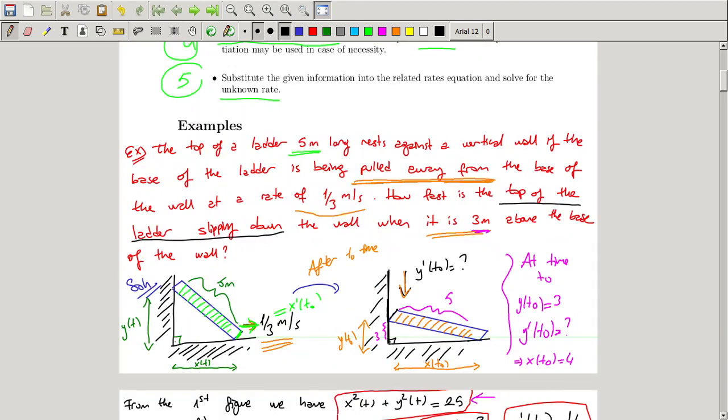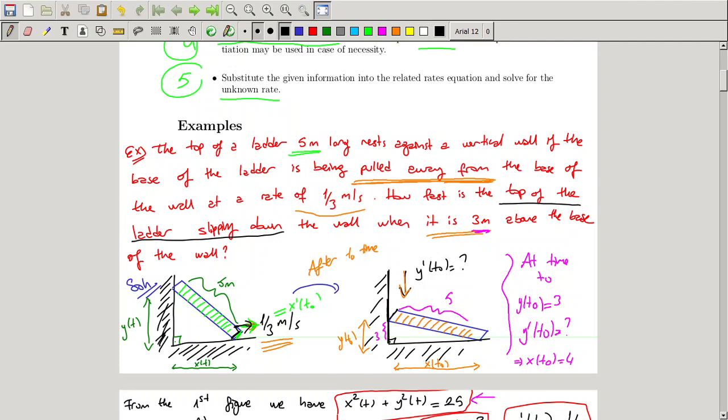The top of a 5 meter long ladder rests against a vertical wall. Here we have a wall, as you see, and we have a ladder. The base of the ladder is being pulled away from the base of the wall at a rate of 1/3 meter per second. How fast is the top of the ladder slipping down?